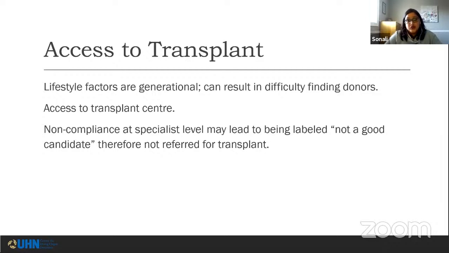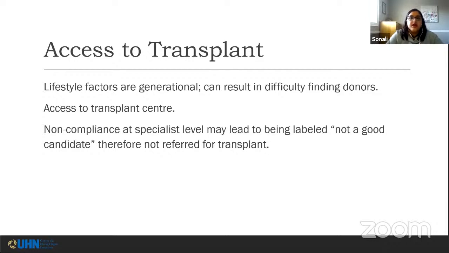Access to a transplant center: there are 2 in Ontario for liver, in Toronto and London. So just physically getting to those centers can be a challenge. Again, it goes back to language, finances, support, lots of areas. And then the last point here is non-compliance at the specialist level, perhaps due to a disconnect, not always, but a patient can be labeled as not a good candidate for transplant and therefore not referred to the program.